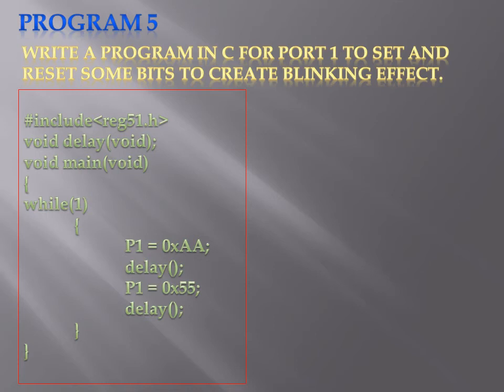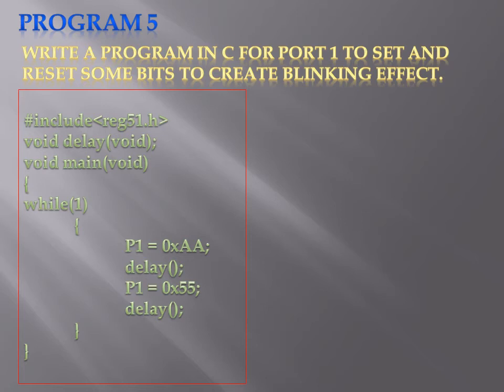Then we move to the main program, void main void. We start the program with while(1). We are creating an infinite loop. The infinite loop means this program will carry on, because the LED is to be blinked and this process is to be carried forward, and it should only stop when we stop the overall power supply.